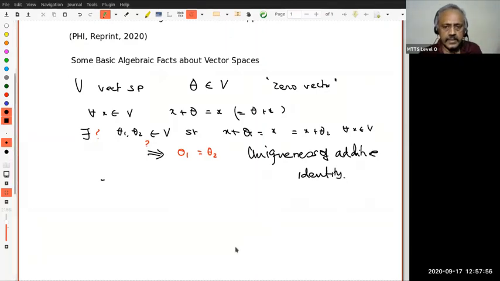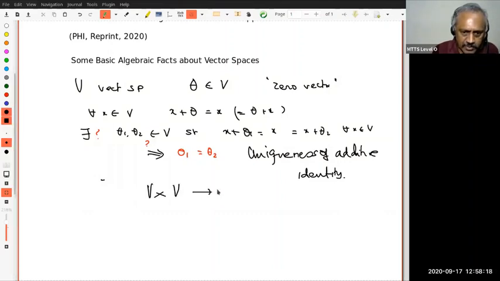If you are learning group theory along with this, you would have known the identity element of the group is unique. It's exactly the same proof. We will go through that. The first thing I want you to notice is, remember, the vector addition is a map. It's a map from V cross V to V.